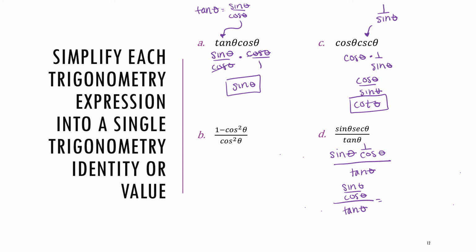Well, sine over cosine, if you recall, is tangent theta. Well, tangent theta over tangent theta is 1. So it wasn't required for me to change that bottom. I could have, and it still would have worked out just fine, but I didn't have to.